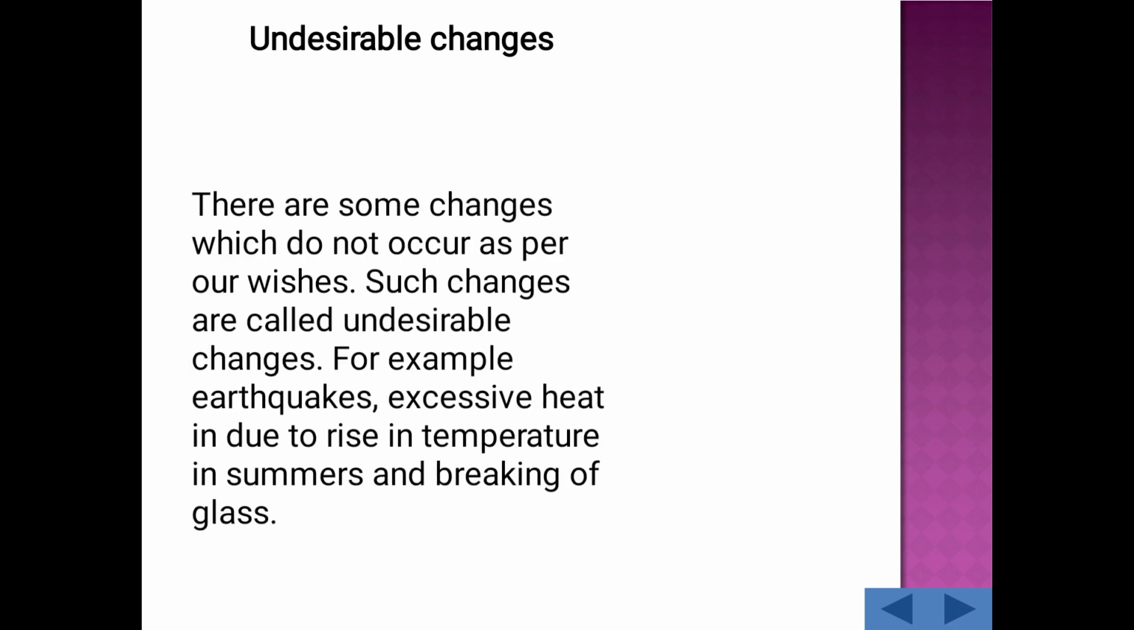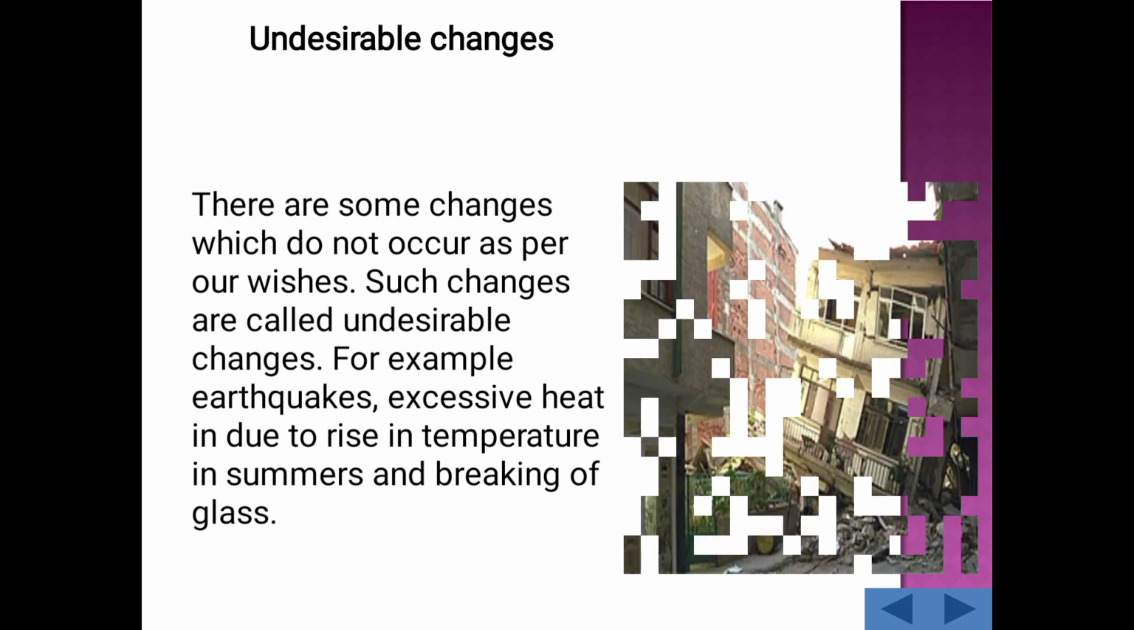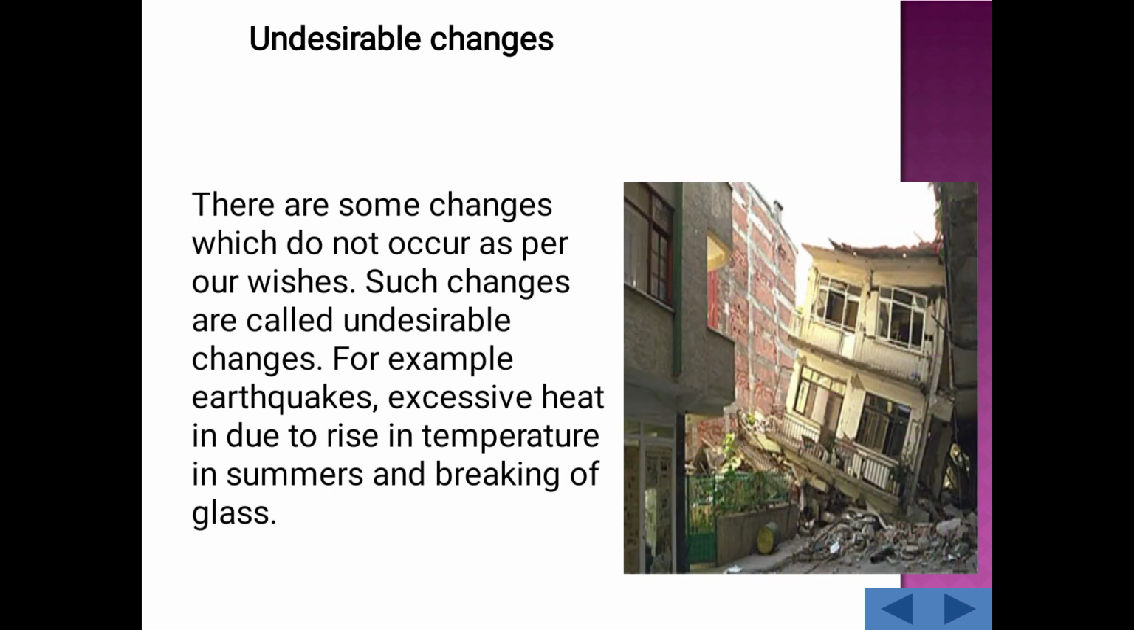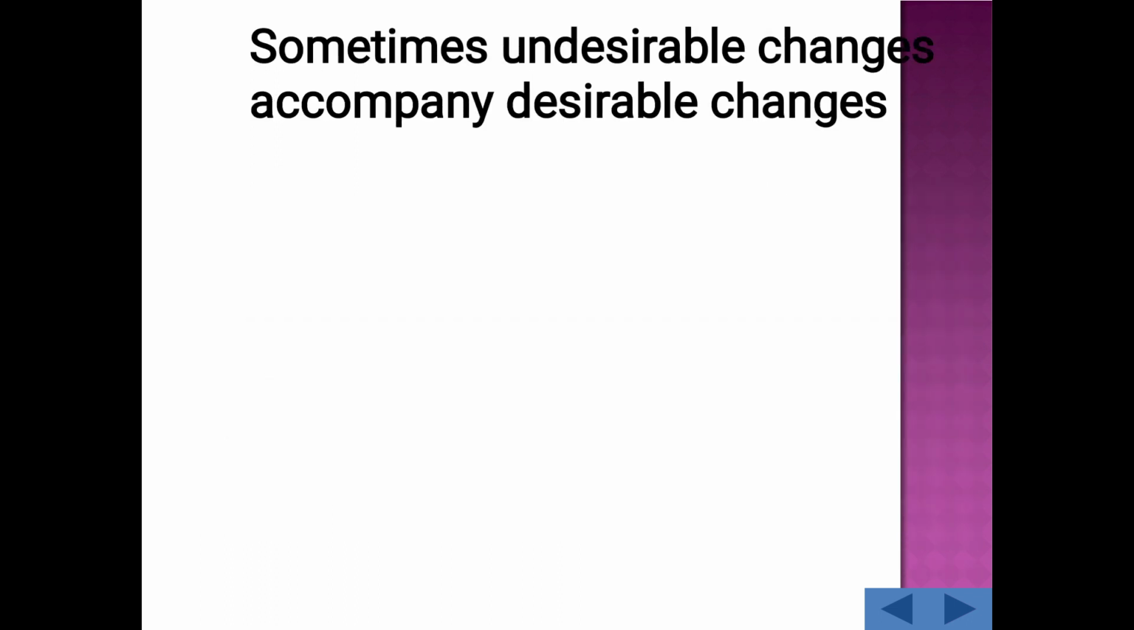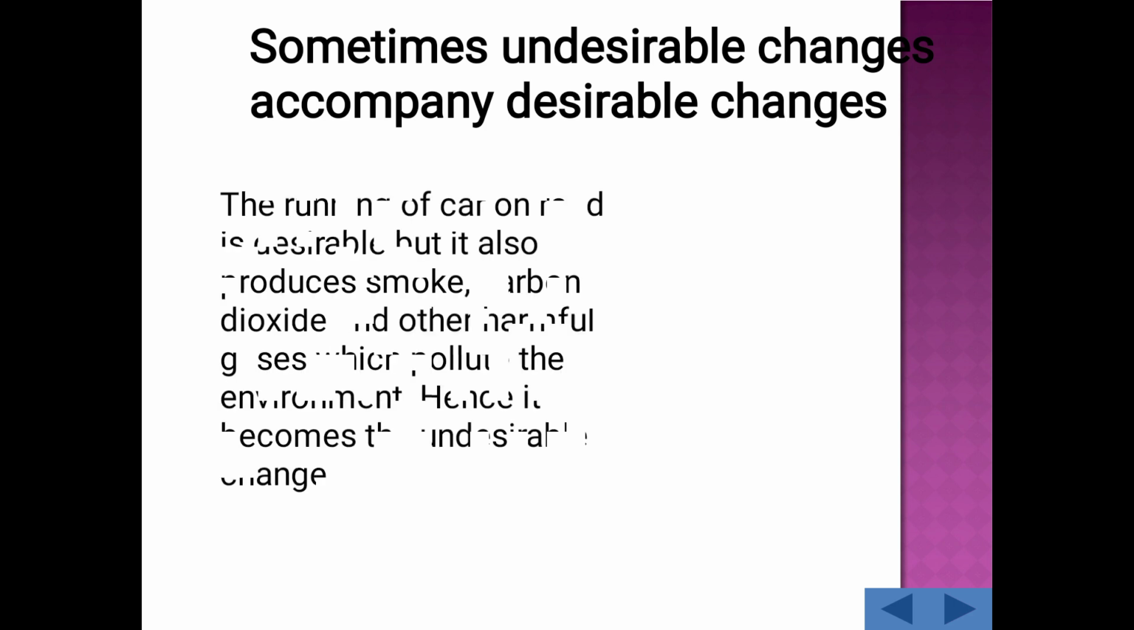Next is undesirable changes. There are some changes which do not occur as per our wish. Such changes are called undesirable changes. For example, earthquake, excessive heat due to rise in temperature in summer, and breaking of glass. These are undesirable changes.